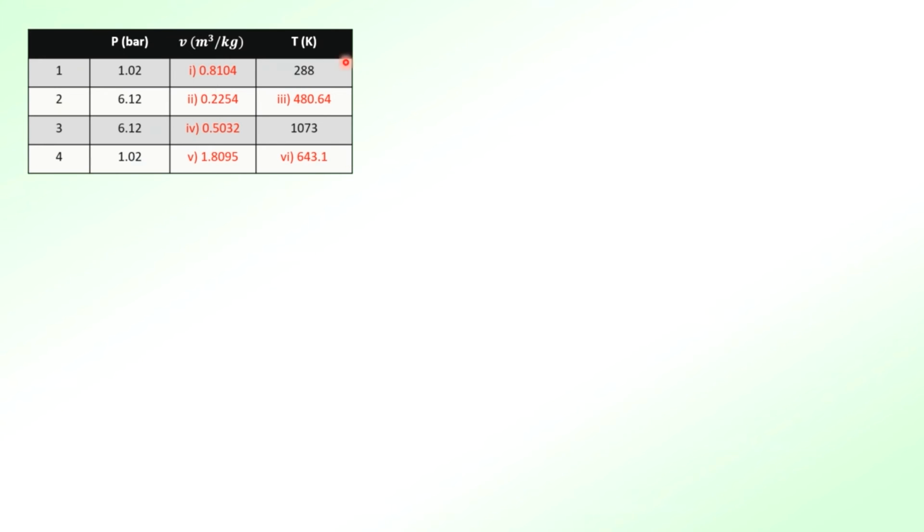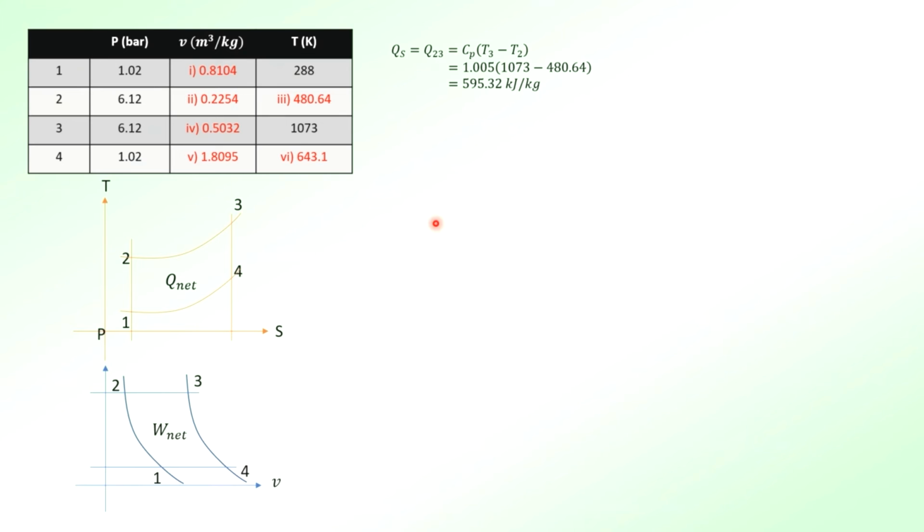Once these are all filled up, then you go for what the question wants you to find. Since now you have got everything on the table, the first thing is your heat supply. Remember, heat supply is in the direction of increasing volume. 2 to 3 is increasing volume. 1 to 2 has no heat flow, and 3 to 4 also has no heat flow. So the only heat flows are 2 to 3 and 4 to 1, where 2 to 3 is the heat supply.